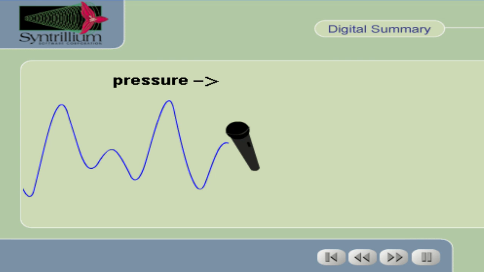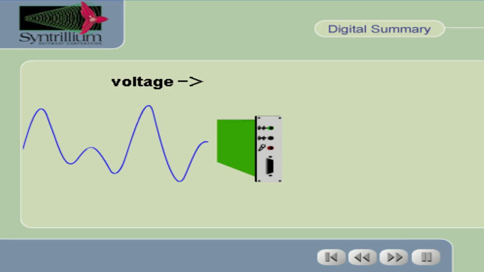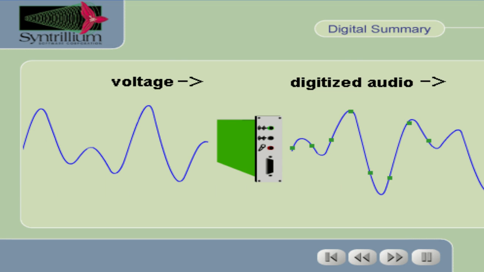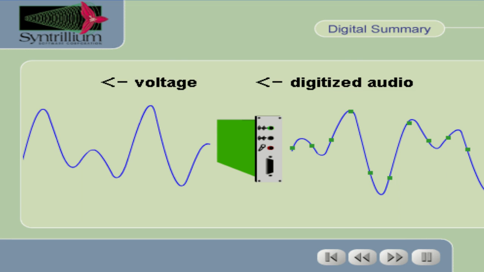A microphone converts this pressure wave into voltage variations. An analog to digital converter, such as a sound card, then samples the signal at the sample rate and bit depth you choose. Upon playback, a digital to analog converter, like your sound card again, reconstructs the waveform by connecting these samples together.